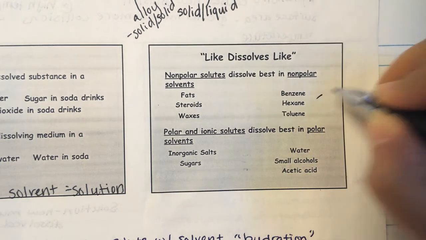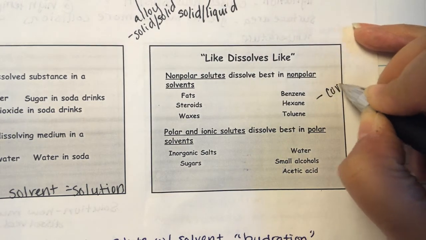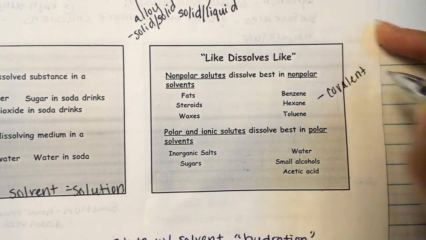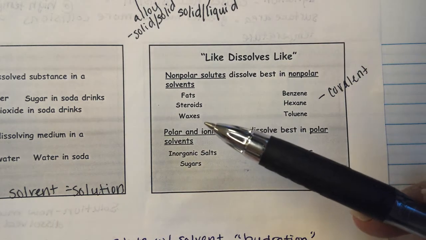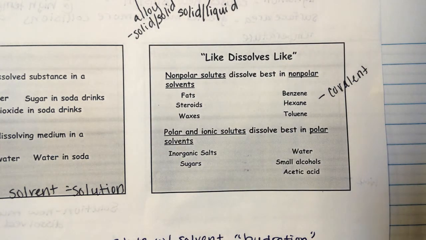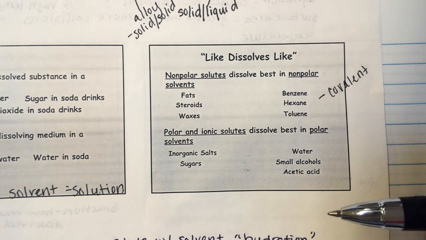Okay, remember covalent compounds, the smaller covalent compounds like hydrocarbons, like CH4, okay, those are considered non-polar. And some examples are fats, steroids, waxes, benzene, hexane, and toluene. Anything that ends in ene or ane is going to be considered nonpolar.